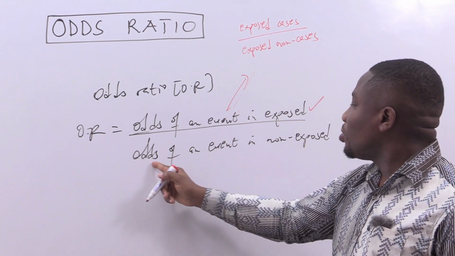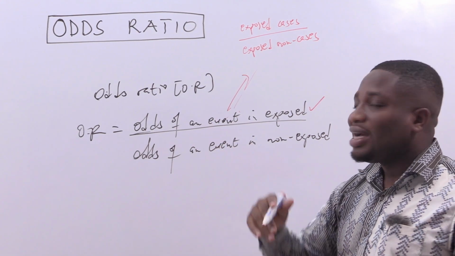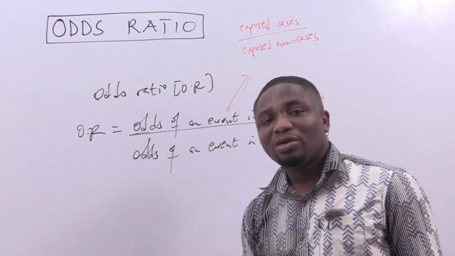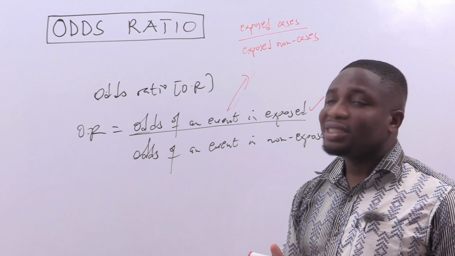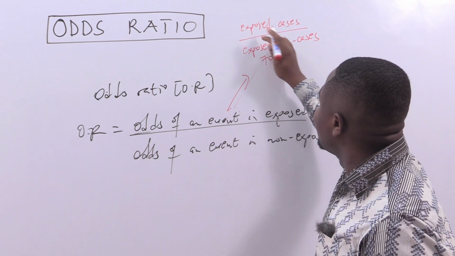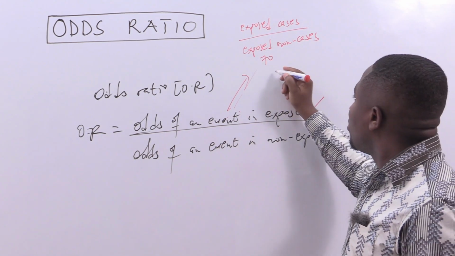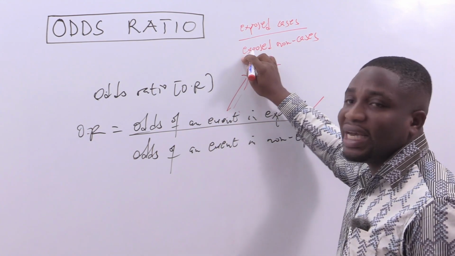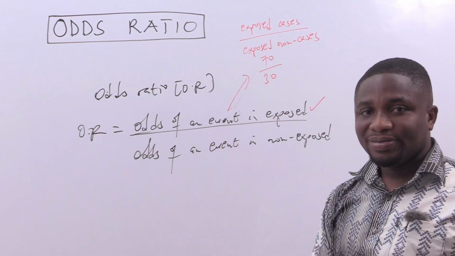Now, what of the odds? In the example I gave, I said 100 people were exposed, 70 developed the disease, 30 did not develop the disease. So that will give us 70, being the exposed and developing the disease, over 30 who were exposed but did not develop the disease.